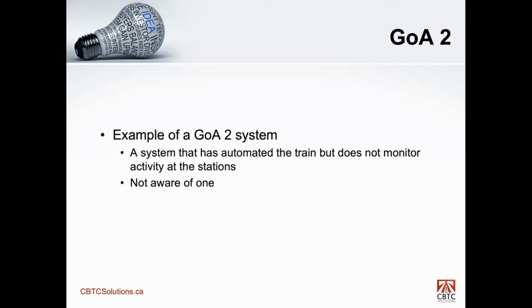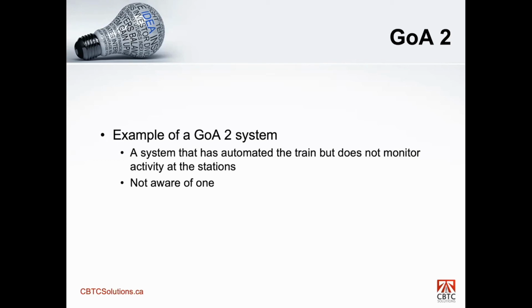So an example of a GoA 2 system, I must be honest, I'm not aware of one. I'm sure they're out there. And if someone is aware of one, I'd appreciate it if you would put it in the chat. But a GoA 2 system is basically the train is automated. It's able to propel itself. The propulsion is under control.